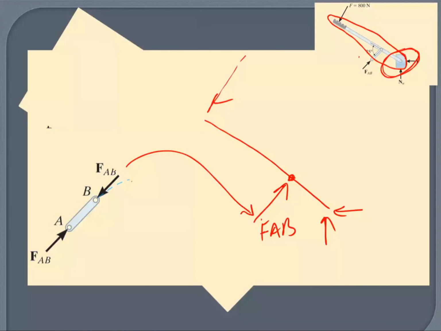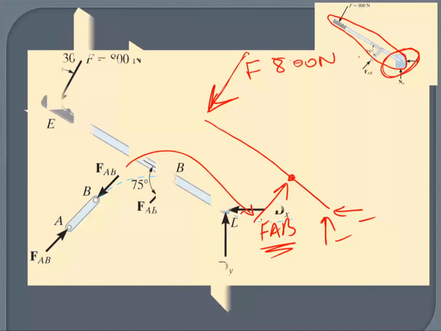So on the rod, I've got 4 forces. That's 1, that's the F800. I've got the 2-member force reaction, and I've got the 2 reactions from the pin. In simple words, it looks something like this.